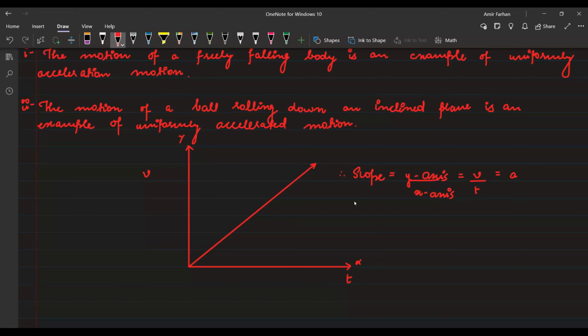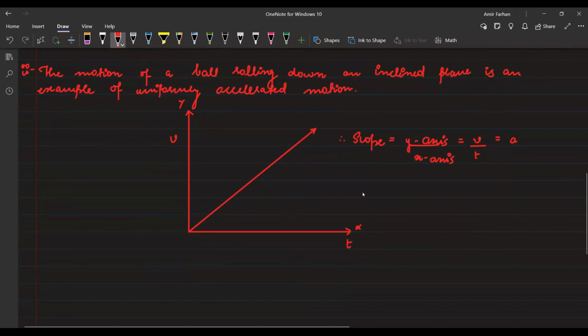So when we draw a graph of a uniformly accelerated motion, a v and t graph, that would be a straight line. Okay, we'll discuss the graph portion in very detail in the next thing. Clear everyone? No doubt anyone? Okay, this is a positive acceleration.